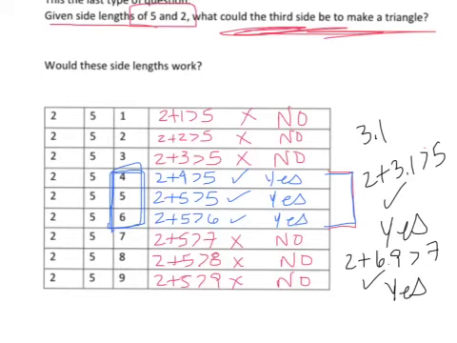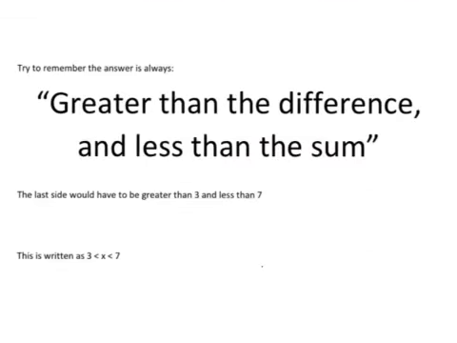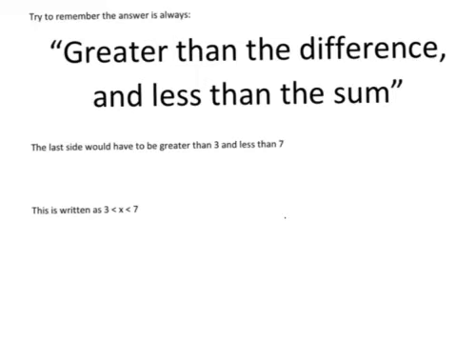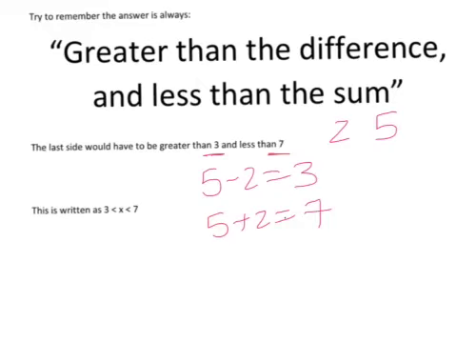Now, the easiest way to remember this is there is a formula that works for this when you are given two side lengths. Try to remember that it's always greater than the difference and less than the sum. So the last side would have to be greater than 3 and less than 7. Remember, we were originally given side lengths 2 and 5. So you could do 5 minus 2 to get 3, and 5 plus 2 to get 7. And now you have to know that it's greater than 3 and less than 7.